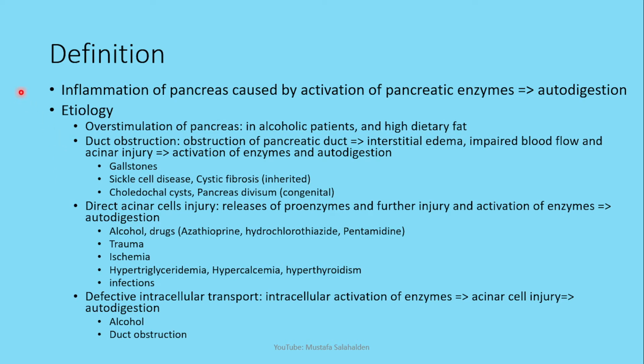So acute pancreatitis is inflammation of the pancreas, and this is usually caused by activation of pancreatic enzymes and autodigestion. The etiology is usually overstimulation of the pancreas, and this happens in alcoholic patients and in high dietary fat intake, because this needs a lot of pancreatic juice to digest.